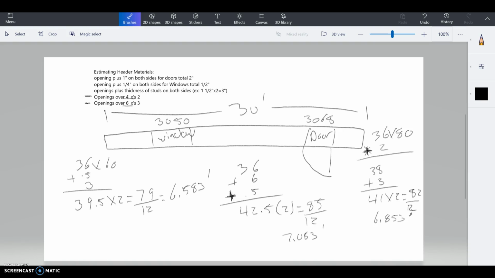Okay. So just keep in mind the size of those openings to make sure you get the right size of header materials that you need.